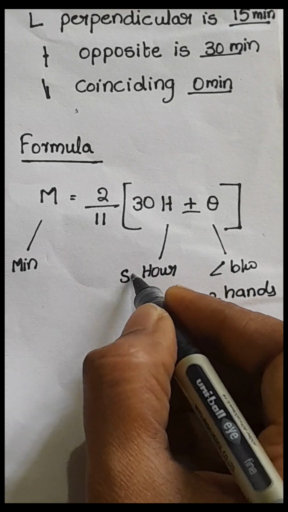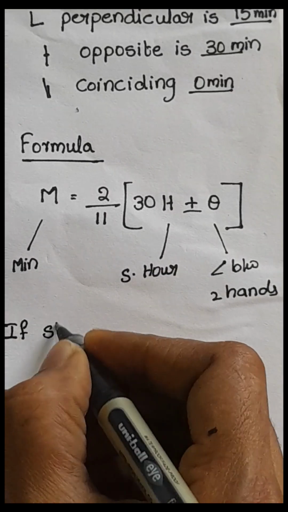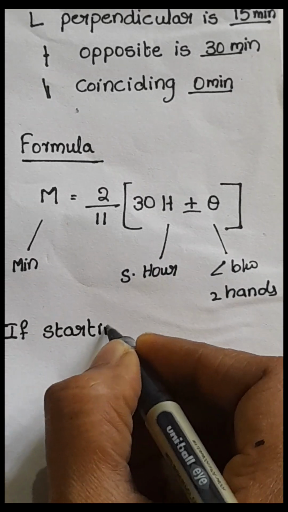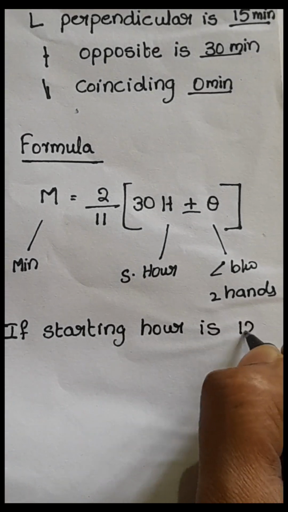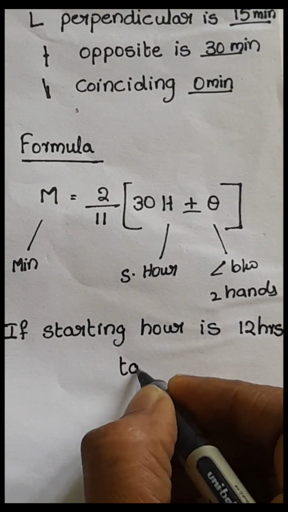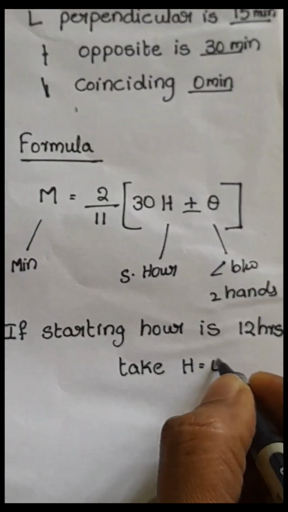If the starting hour is 12, take h as 0. If starting hour is 12 hours, take h is equal to 0 in this case.